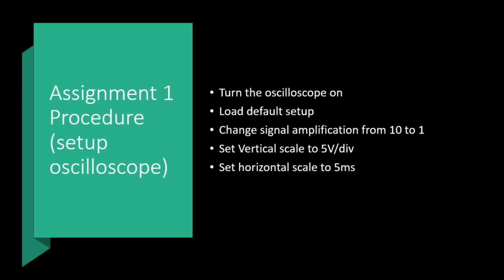The first procedure for assignment 1 was to set up the oscilloscope. You need to turn it on, load the default settings, and then you would change the amplification factor, which is what amplifies the wave, so you can usually see smaller, lower amplitude waves, from 10 to 1. Set the vertical axis, which is the little grid that's there, to 5 volts per division, meaning that if the signal is at 1 above the baseline, it is a 5 volt signal. And set the horizontal scale to 5 milliseconds, meaning it will allow us to see functions that might have higher frequencies.